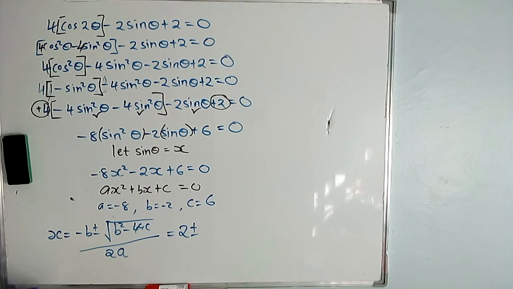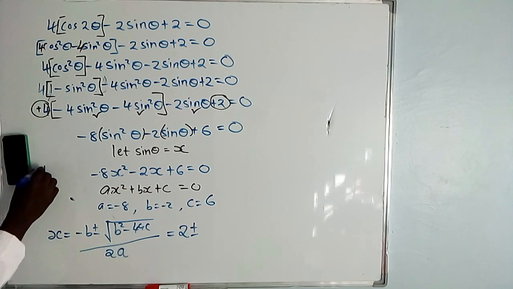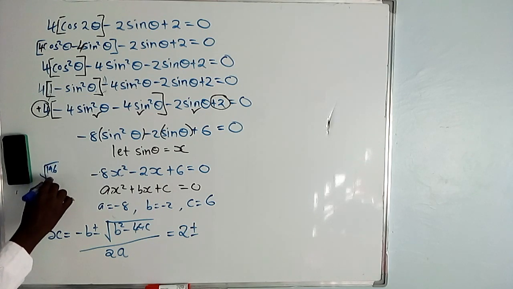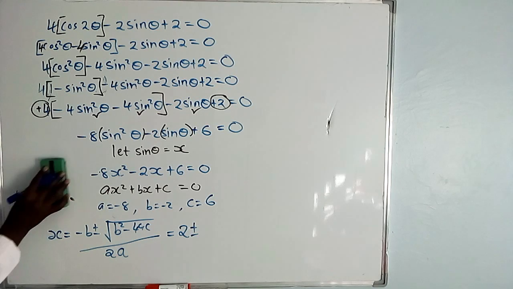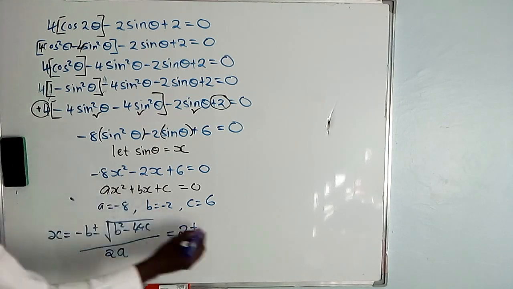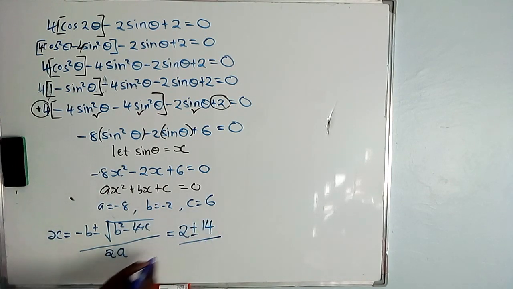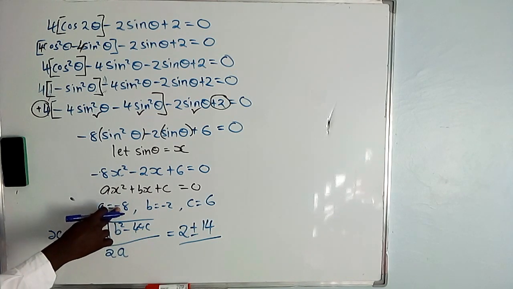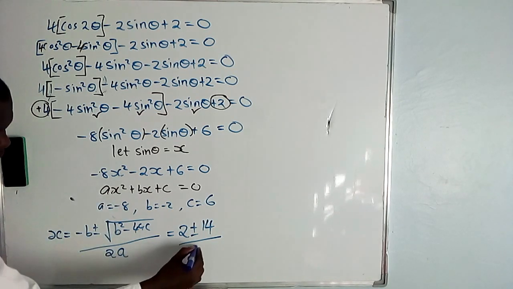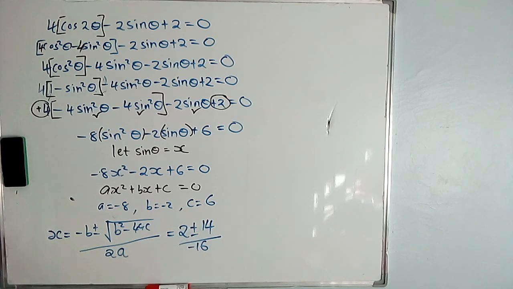Negative 192, isn't it? So negative into negative is positive, so it is 4 plus 192. So you get the square root of 196, isn't it? So what is the square root of 196? 14. Exactly 14. So the square root of 196 is 14. So we have 2 plus or minus 14 over 2a. What is our a? Our a is negative 8. So 2 times negative 8, 2a will be negative 16, isn't it?